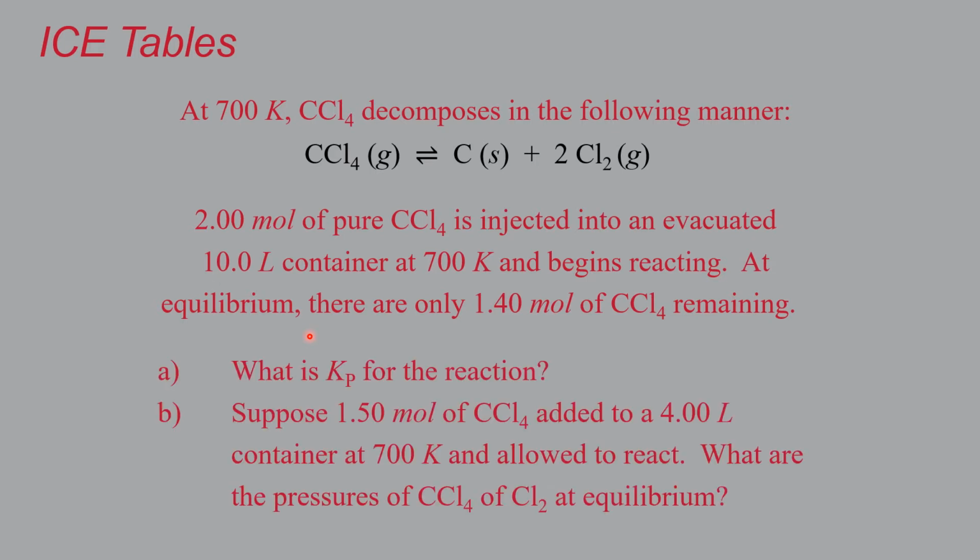We have 2 questions. 1, what's Kp for this reaction? And then 2, let's fire up a different container here with carbon tet, heat it up, and see what the partial pressures of carbon tetrachloride and of chlorine are going to be once equilibrium is reached. So part A is like one of the earlier examples that we did. Part B is a little more complicated, and it's more like the phosphorus pentachloride example that we just did a few slides ago. So let's get going.